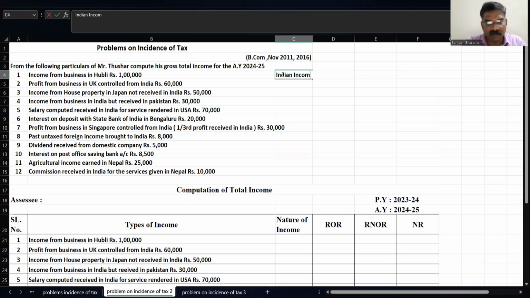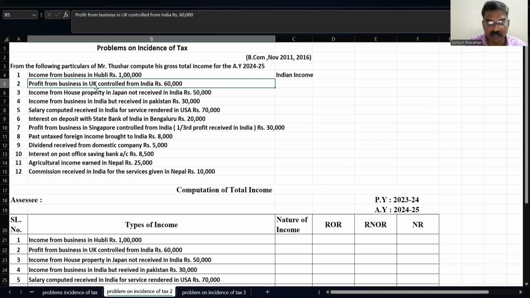As I told, how do we define Indian income? Four things: earned in India, raised in India, received in India, or accrued in India. If any one of these falls in India, we treat it as an Indian income. So we go to the second one.